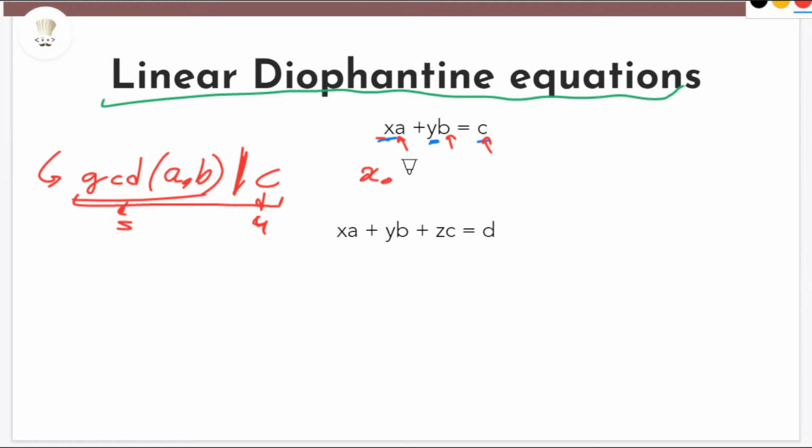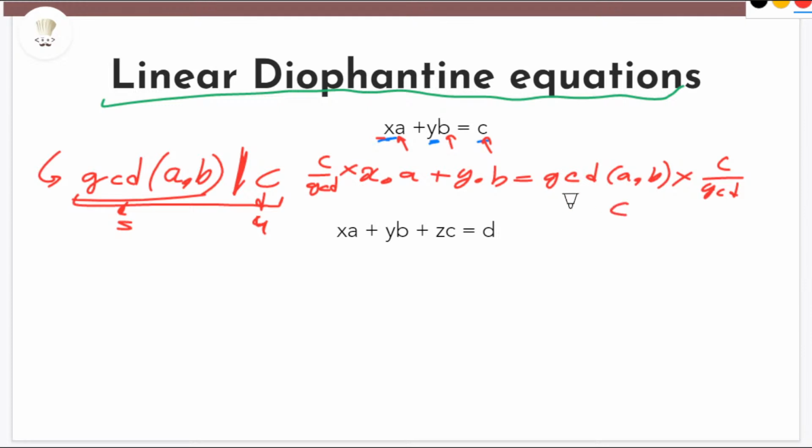But when c is divisible by GCD a comma b, we can use the extended GCD algorithm to find x naught and y naught such that x naught a plus y naught b is equal to GCD a comma b, right? We can multiply this equation on the left hand side and right hand side by c by GCD, and we can get c on the right hand side, and on the left hand side we get x naught into c by GCD and y naught into c by GCD. This is not the only solution. There will be multiple solutions, but we can get a particular solution like this. You can then use this solution to compute the other solutions, right?